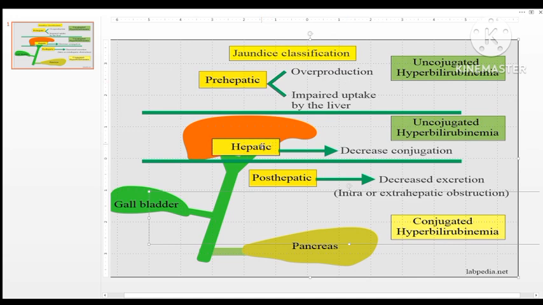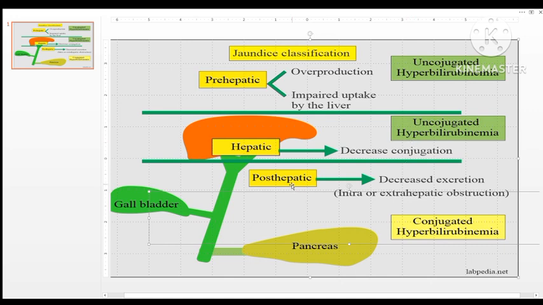Hepatic jaundice, also called hepatocellular jaundice, is due to decrease in conjugation, that is, the activity of UDP glucuronosyltransferase enzyme is reduced. Here in prehepatic jaundice there is no activity of UDP glucuronosyltransferase, but here there is some activity, but the activity is reduced, which results in both unconjugated hyperbilirubinemia as well as some conjugated, that is monoconjugated, hyperbilirubinemia.